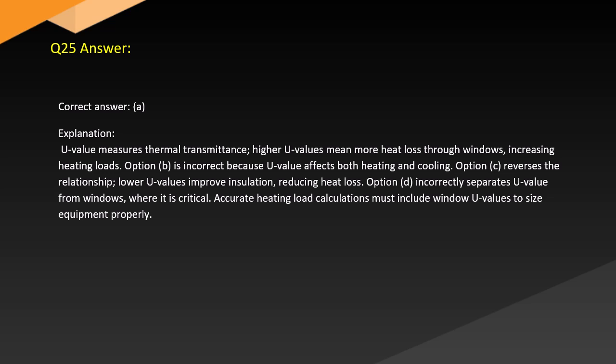U-value measures thermal transmittance. High U-values mean more heat loss through windows, increasing heating loads. Option B is incorrect because U-value affects both heating and cooling. Option C reverses the relationship. Lower U-values improve insulation, reducing heat loss. Option D incorrectly separates U-value from windows, where it is critical. Accurate heating load calculations must include window U-values to size equipment properly.